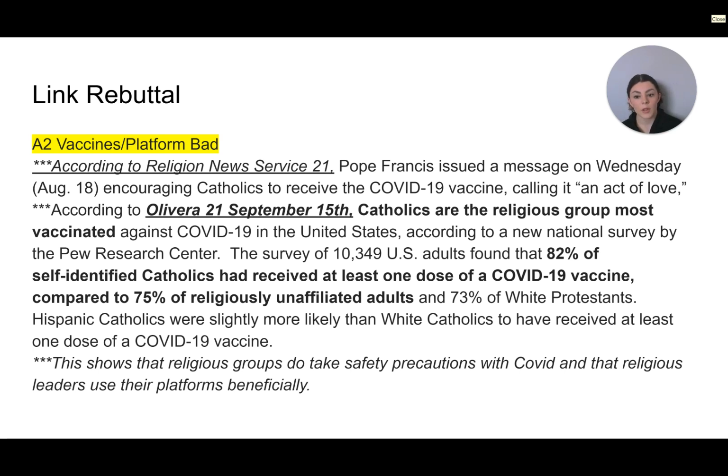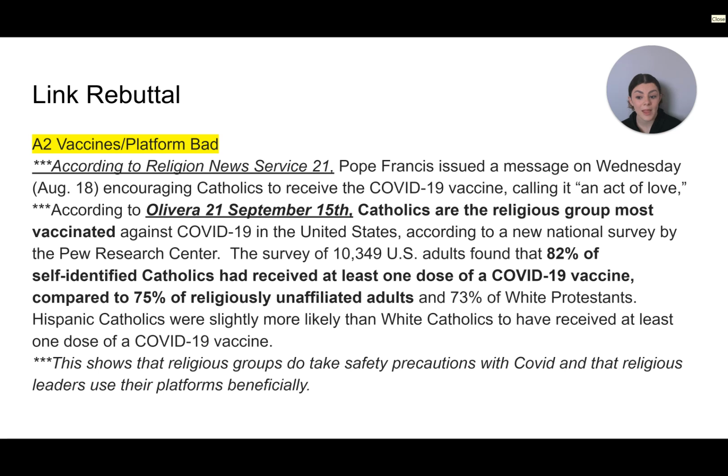So I would say, according to Religion News Service 21, Pope Francis issued a message on Wednesday encouraging Catholics to receive the COVID-19 vaccine, calling it a, quote, act of love. According to Olivera 21, Catholics are the religious group most vaccinated against COVID-19, according to a new national survey by the Pew Research, the survey of 10,349 U.S.